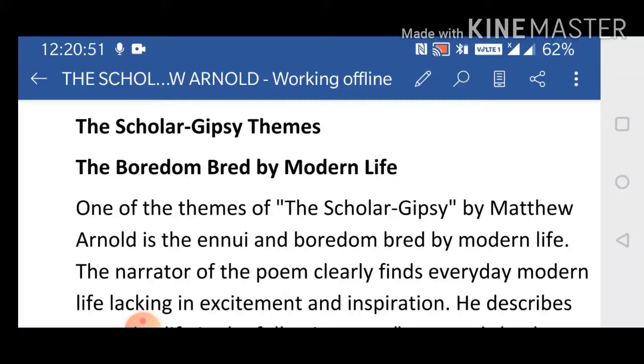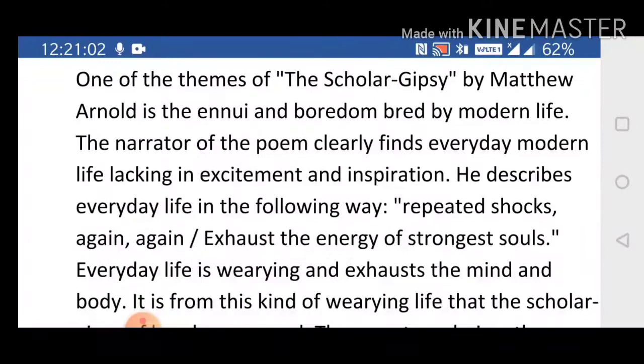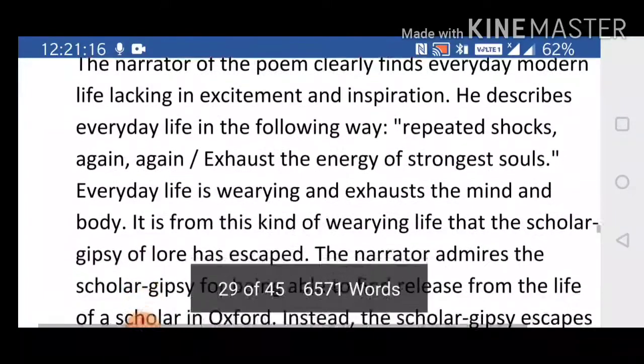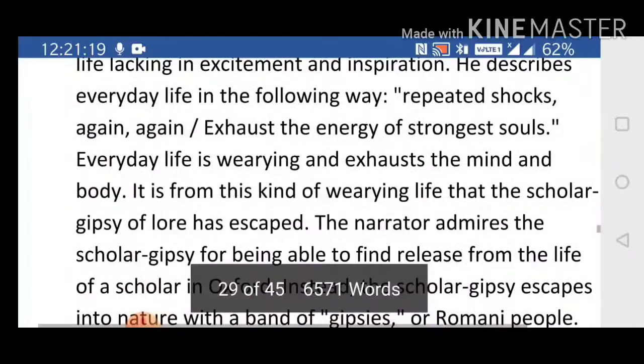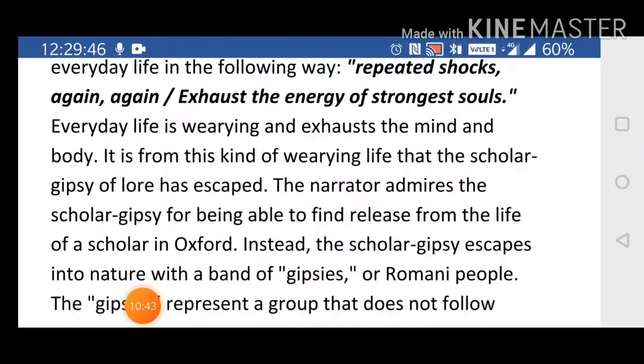The first theme, the boredom bred by modern life. One of the themes of The Scholar Gypsy by Matthew Arnold is the ennui and boredom bred by modern life. The narrator of the poem clearly finds everyday modern life lacking in excitement and inspiration. He describes everyday life in the following way. Repeated shocks again exhaust the energy of strongest souls. Everyday life is wearying and exhausts the mind and body.